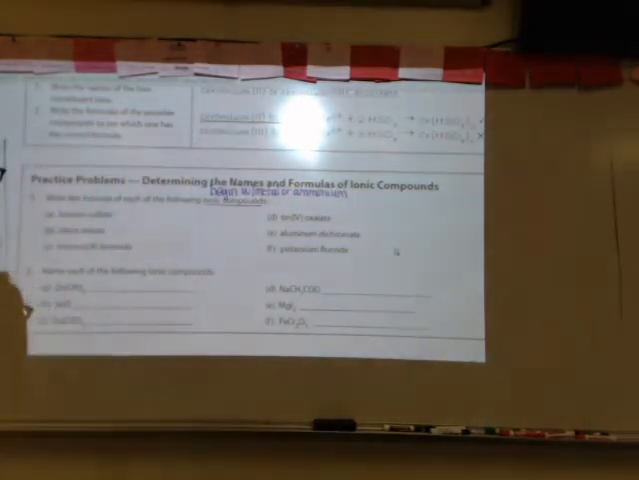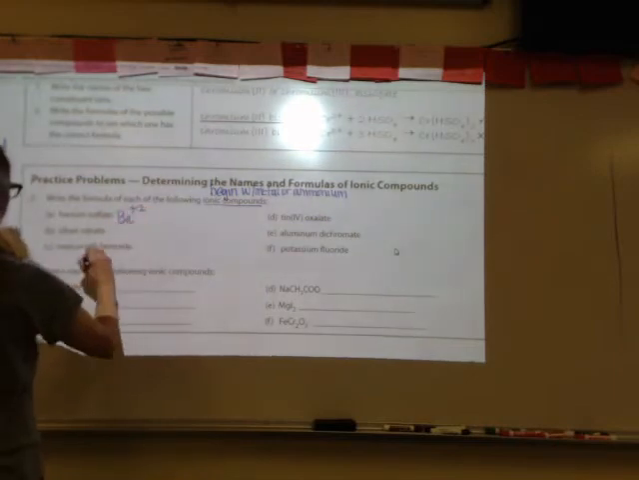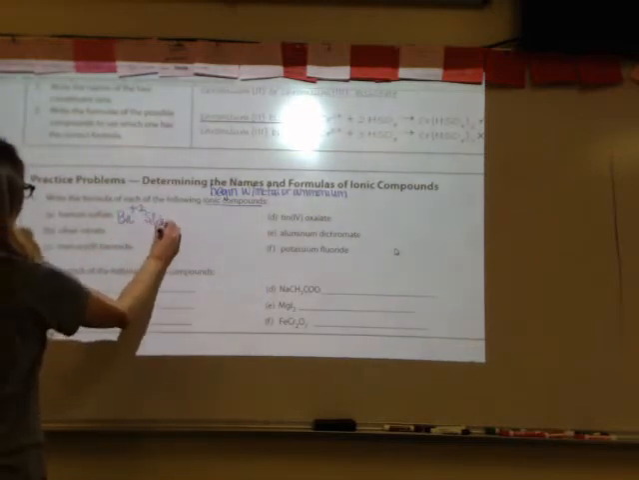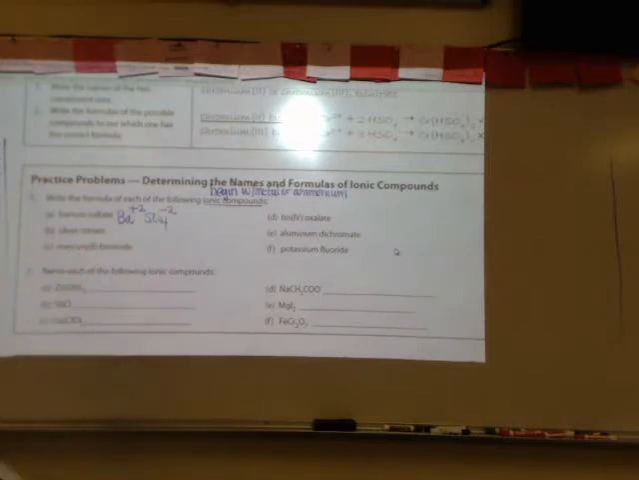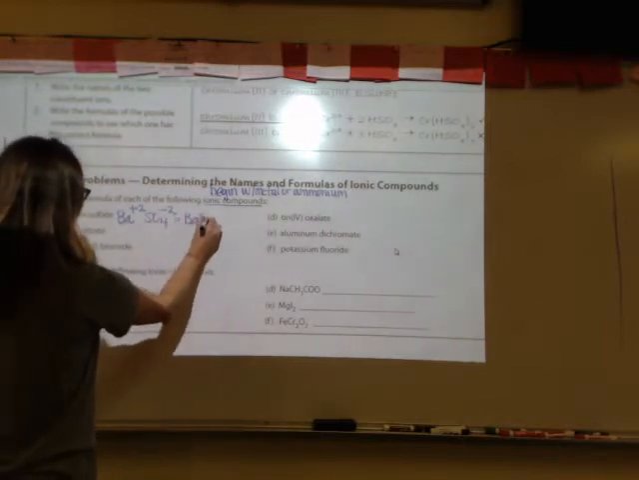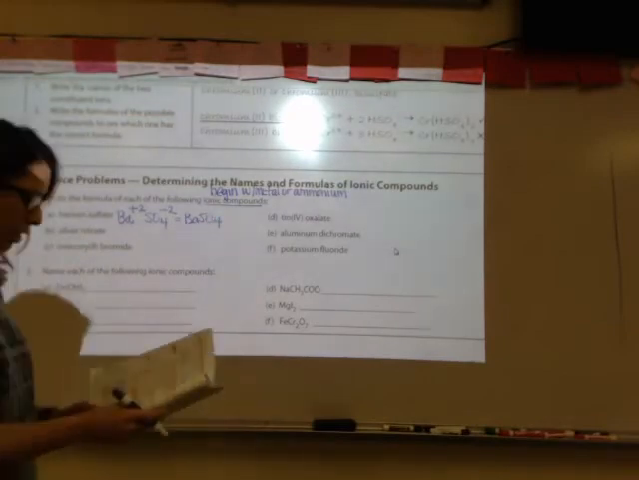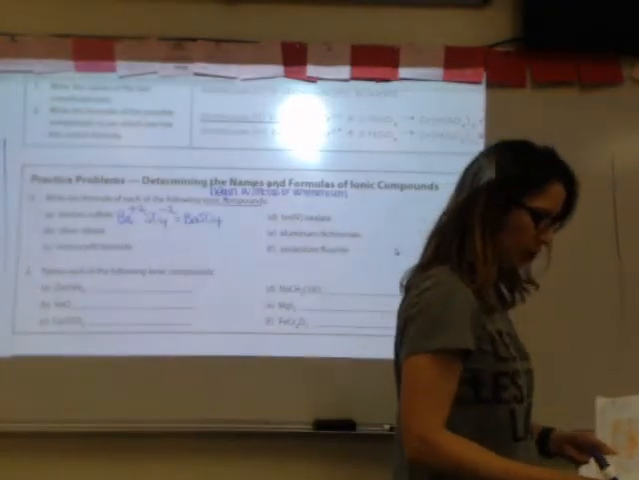Now, barium sulfate. Barium is Ba with a +2 charge. Sulfate is SO4 with a -2 charge. You use the 3-4-4-3 trick to get that formula. The numbers and the charges are the same, so they cancel. So we get BaSO4.